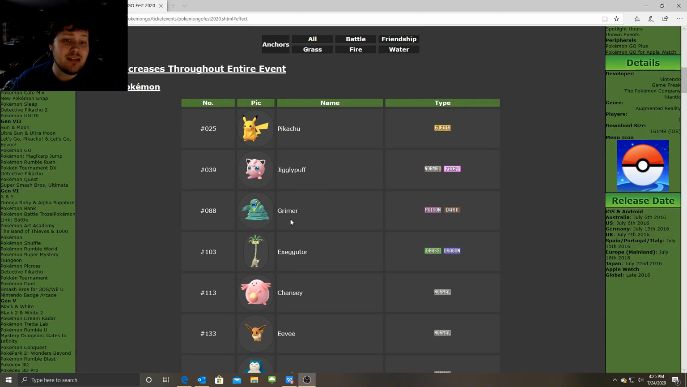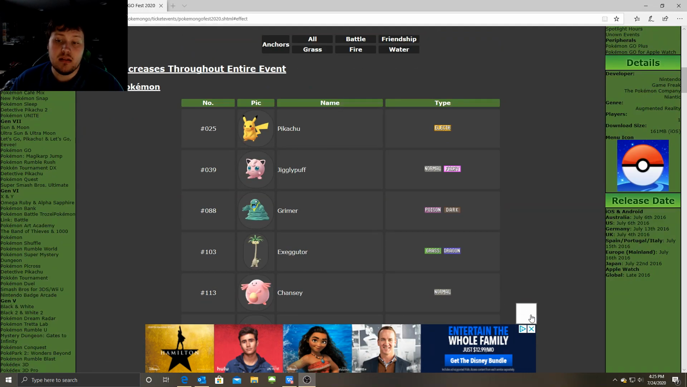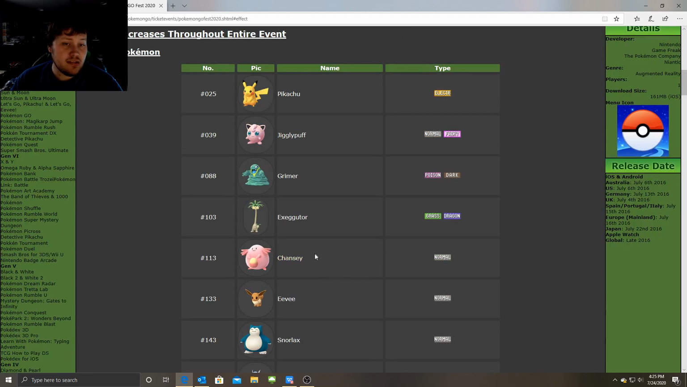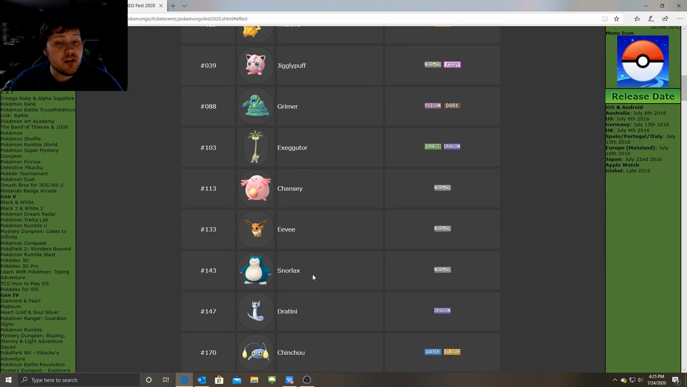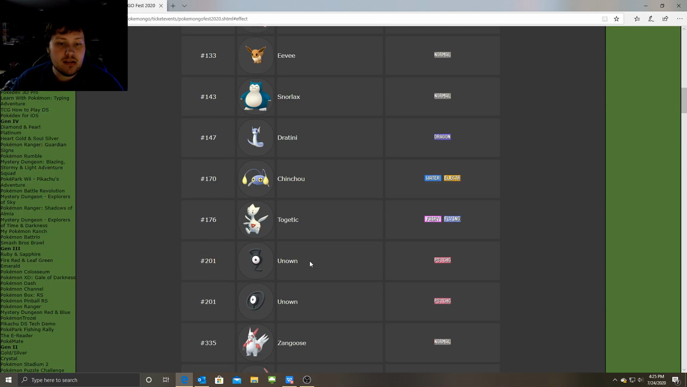Grimer appearing in the wild is not event specific. Therefore, people without a ticket can get Shiny Grimer in the wild. Same thing goes with Chansey. Snorlax is officially and has been reported Shiny at GoFest, so that's absolutely fantastic. Dratini is still spawning. Togetic is spawning. Unknown are only for ticket holders, and it has been confirmed to be Shiny.